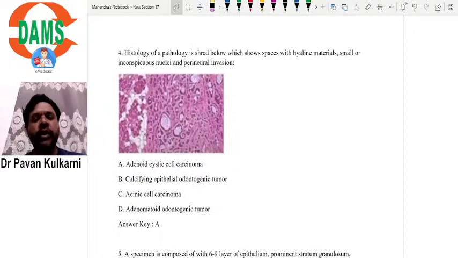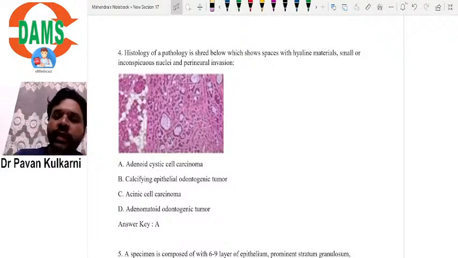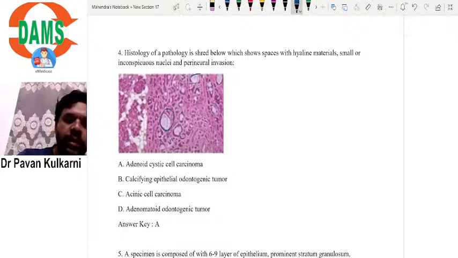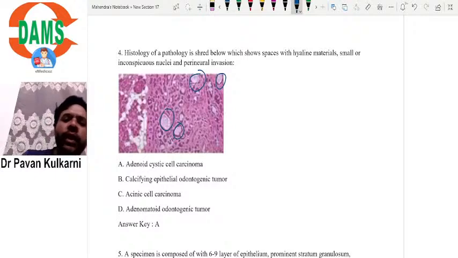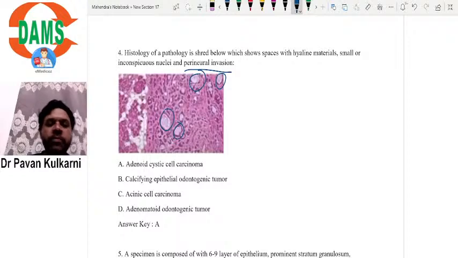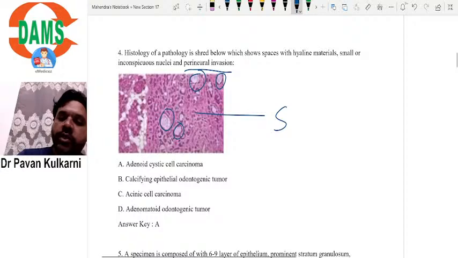Histology of a pathology that is shown here, which shows spaces with hyaline material. You can see here carefully. There are some spaces here. All these spaces are having hyaline material. What is hyaline material? Pink material within it. And perineural invasion. This is a very important term. Along the nerve, the tumor cells are invading. So this particular histopathology is called the Swiss cheese pattern.